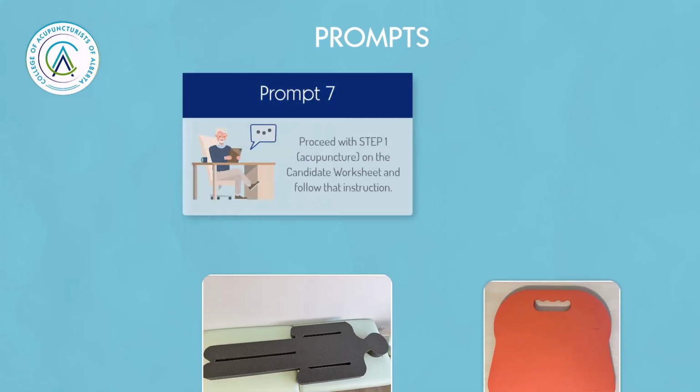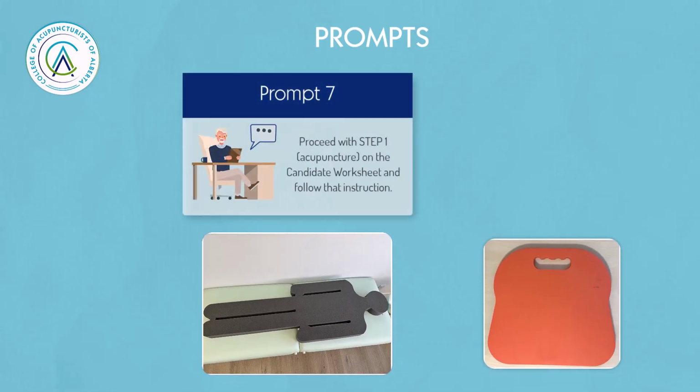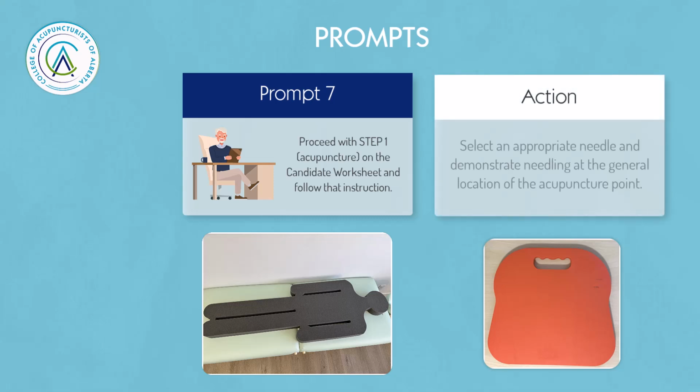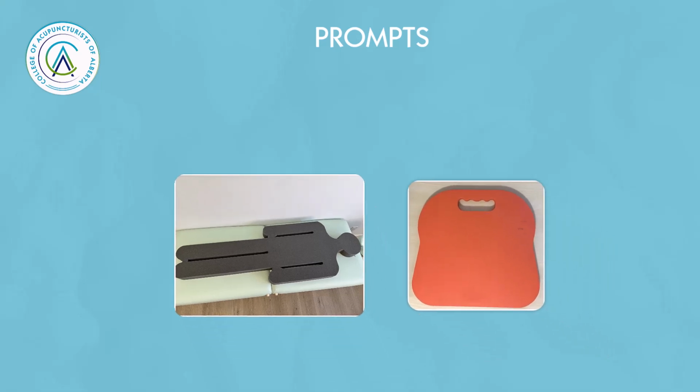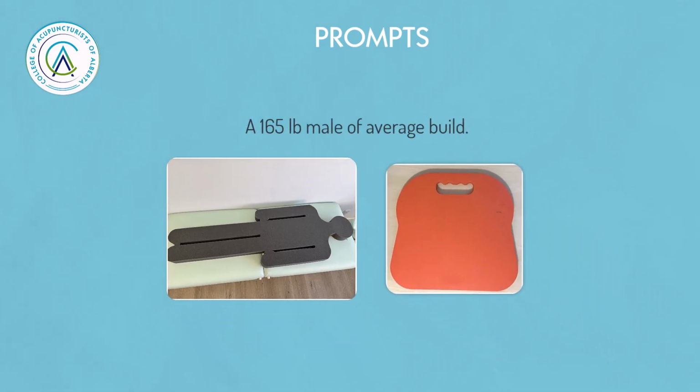Prompt: proceed with Step 1, Acupuncture, on the candidate worksheet and follow that instruction. Action: following best practices, select an appropriate needle and demonstrate needling at the general location of the acupuncture point according to the worksheet. Assume that the mannequin is a 165-pound male of average build.